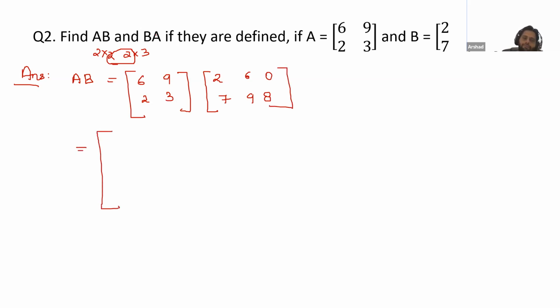Take the first row, this one, and multiply the first row with the first column. So 6 will get multiplied with 2, so 6 into 2, plus 9 will get multiplied with 7, so 9 into 7. First row, second column: 6 into 6 plus 9 into 9. First row, third column: 6 into 0 plus 9 into 8.